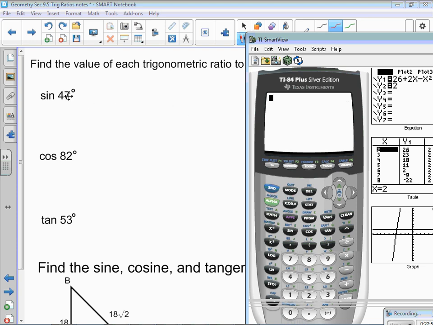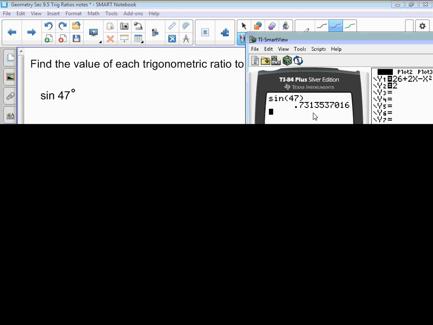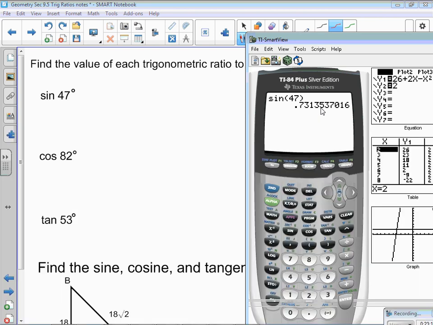Okay. All right, so now we know that our calculator is in degrees. Then finding the sine of a 47-degree angle is as simple as hitting the sine button and 47. So the sine of 47, we hit enter, we get 0.7314, because look to the right of the 3 and that's a 5, so we round up. So 0.7314.